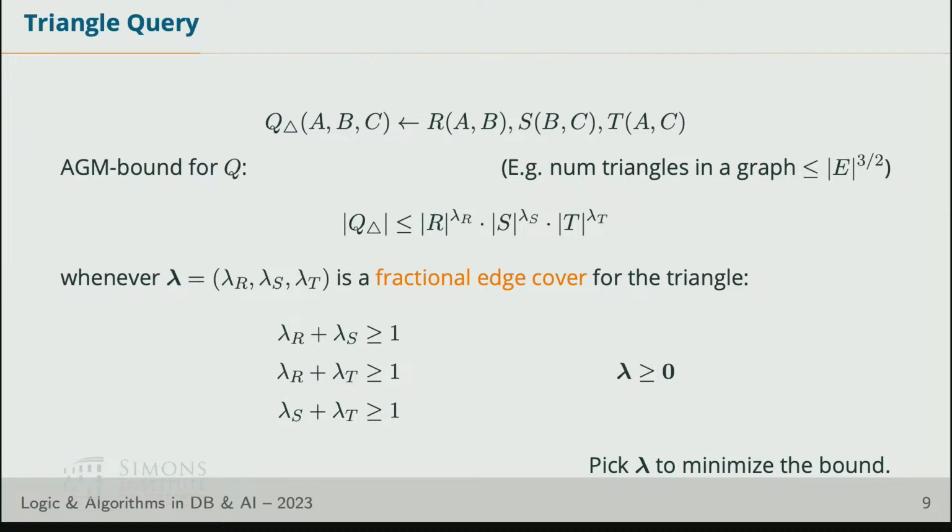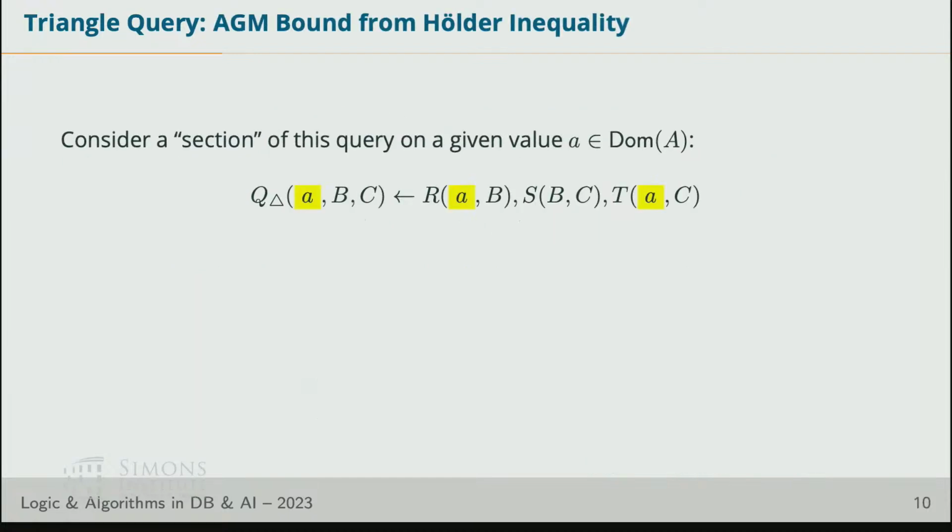Let's see how we can prove this bound, but not using the entropic approach like before. We are going to give a different proof for this bound. And this new proof is going to be very naturally turned into an algorithm. It's extremely natural, hopefully I will convince you of that. So let's consider one section of this query. This is the triangle query, but I'm going to consider the section that corresponds to a particular value a in the domain of the variable A. So this is like a subquery where we specialize it to just one single value.